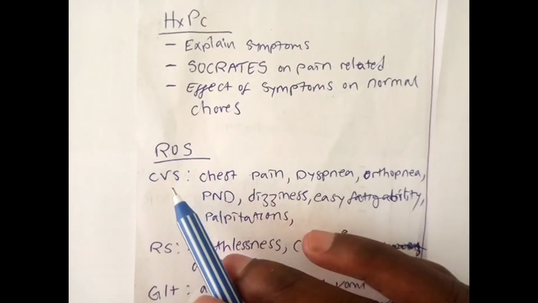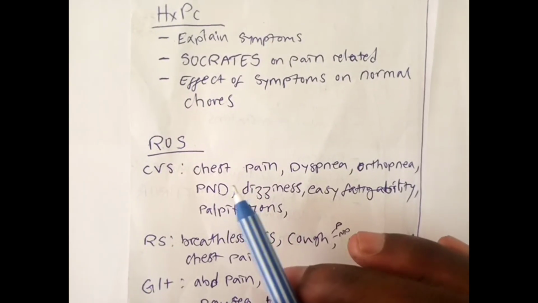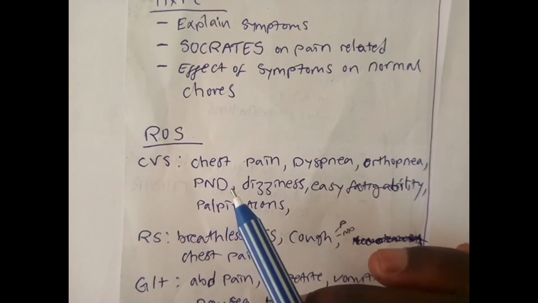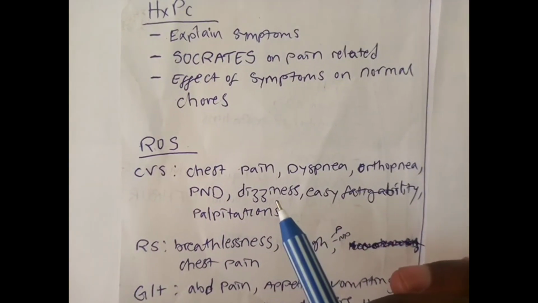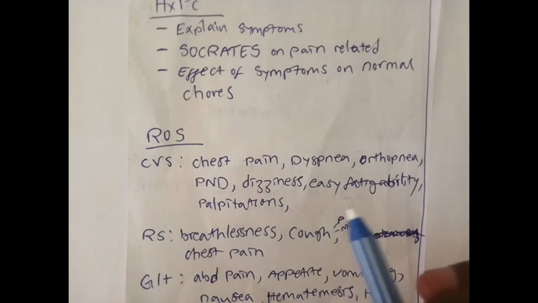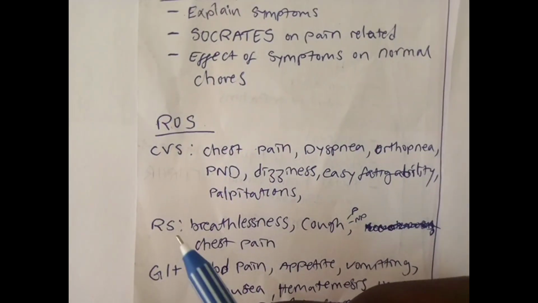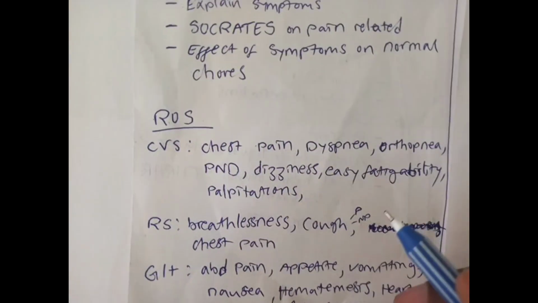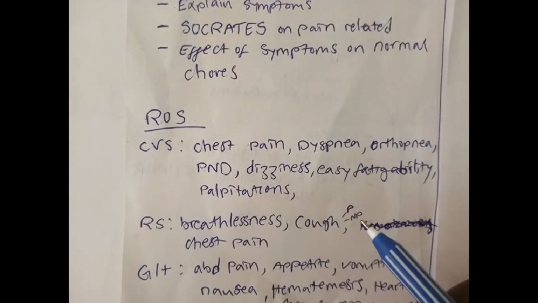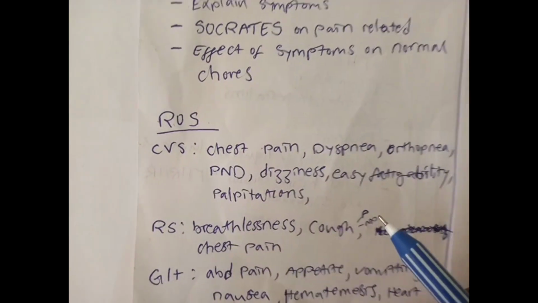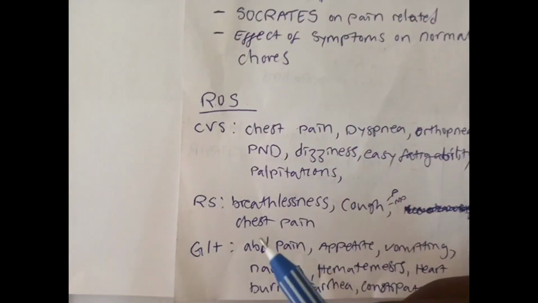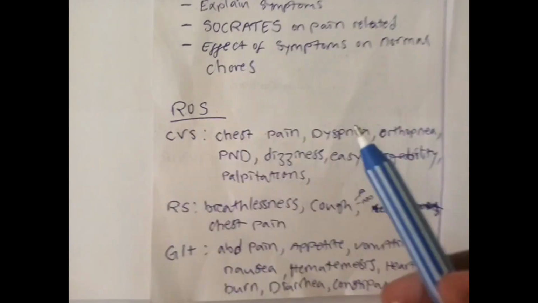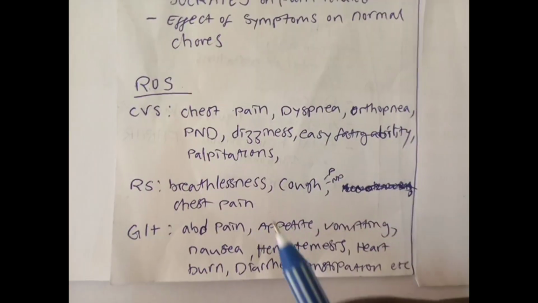So review of systems. CVS: you ask about chest pain, dyspnea, orthopnea, PND, which is paroxysmal nocturnal dyspnea. You ask about dizziness, fatigability, palpitations. Then the respiratory system, of course, you ask about breathlessness, cough, and you have to find out if the cough is productive or non-productive. And if it's productive, what's the color? Then you also ask about chest pain. If it's positive, you also do your SOCRATES. If it's positive, you have to exhaust the symptom.